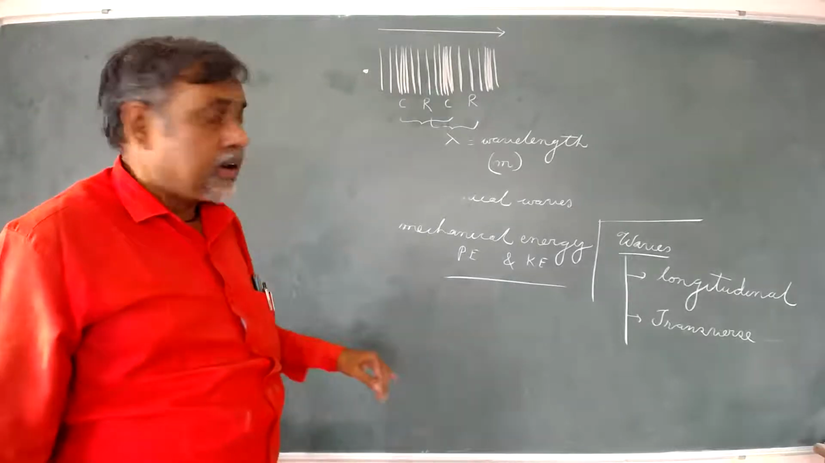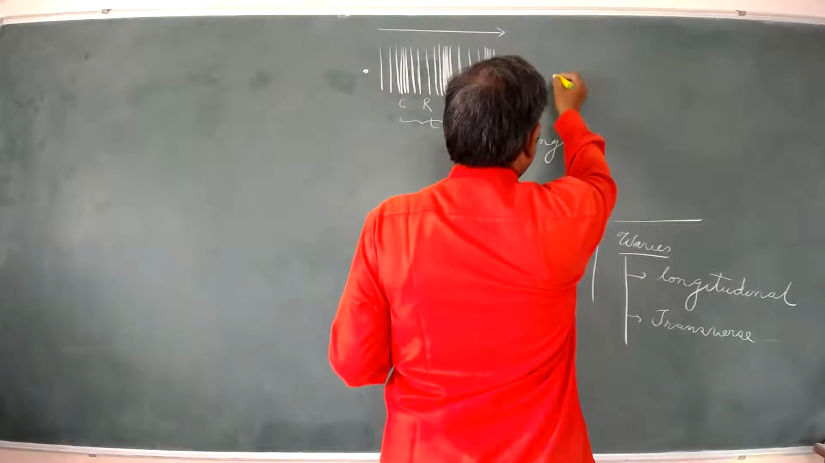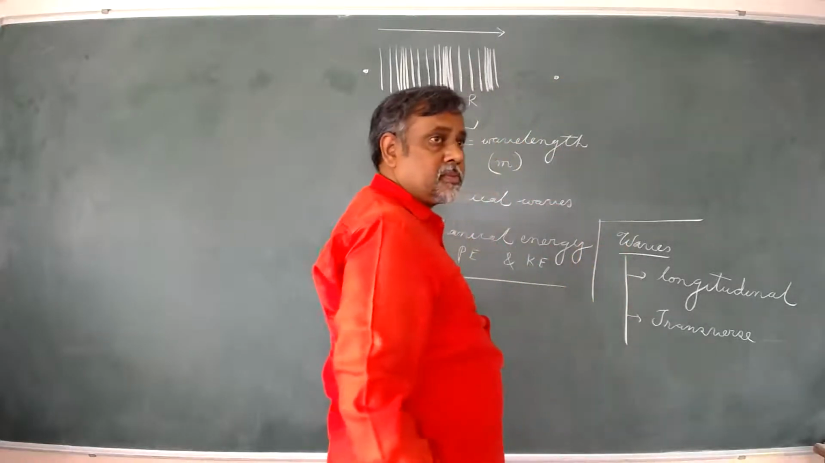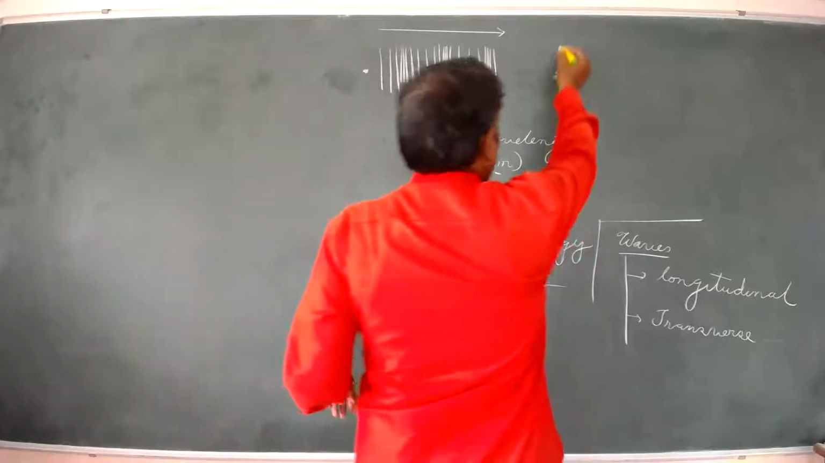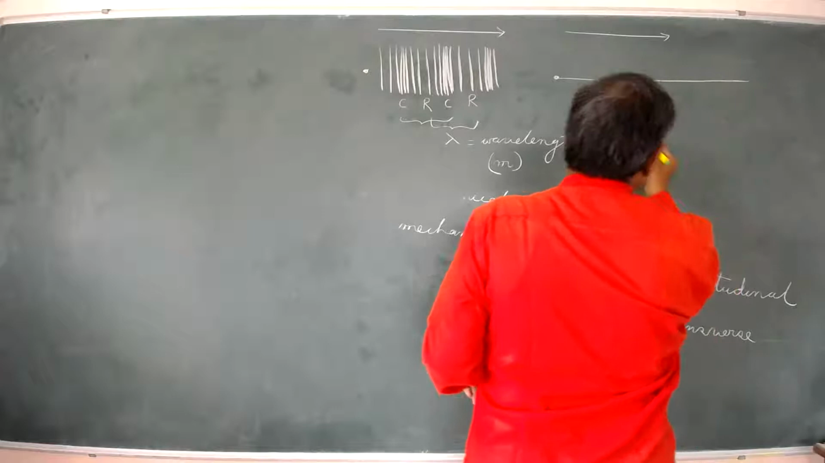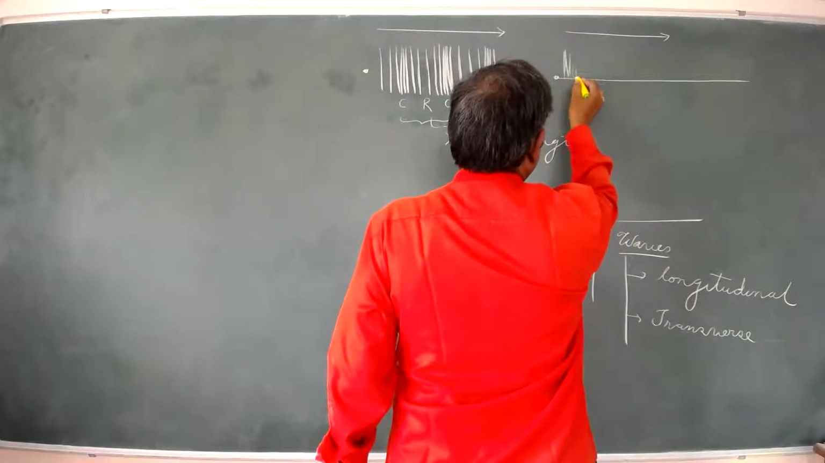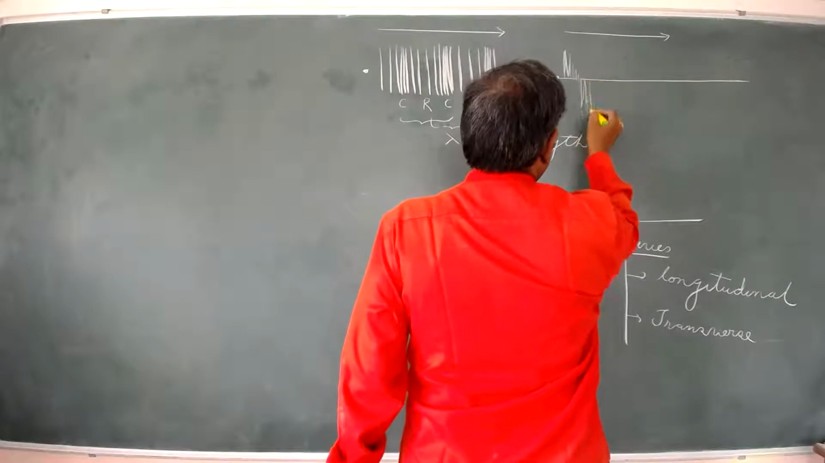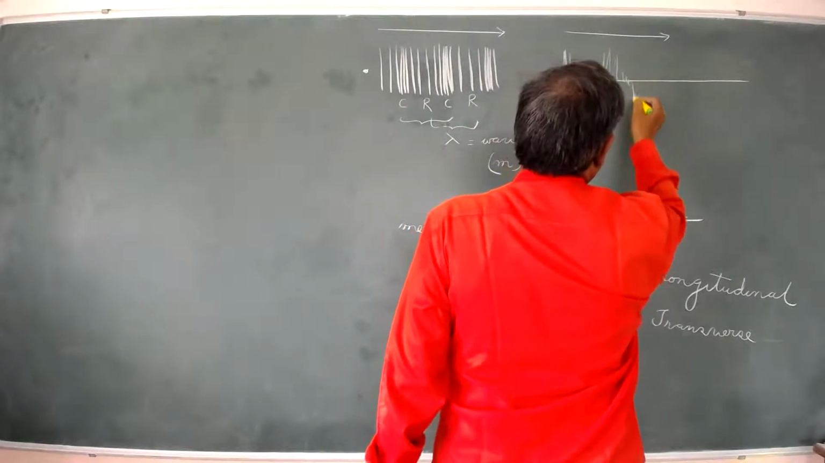Now, the second category of waves: transverse waves. In the case of transverse waves, what happens? The wave is propagating like this. This is the axis of the wave. Each and every medium particle vibrates perpendicular to it. Each and every medium particle vibrates like this. This is how the medium particle vibrates.